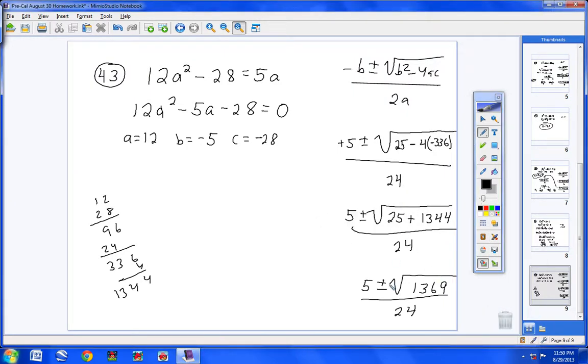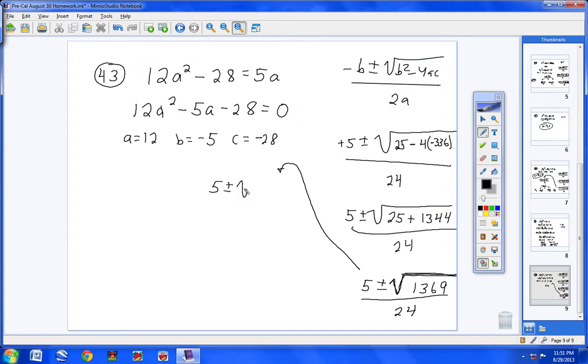Now, students, when I look at the square root of 1369, I know that's not a square root you have memorized, like the square root of 25 or the square root of 16 or the square root of 4. But using a calculator, which is what I just did, I paused the video, the square root of 1369 is actually 37. So now I have 5 plus minus 37 all over 24. Use a calculator if you need to.